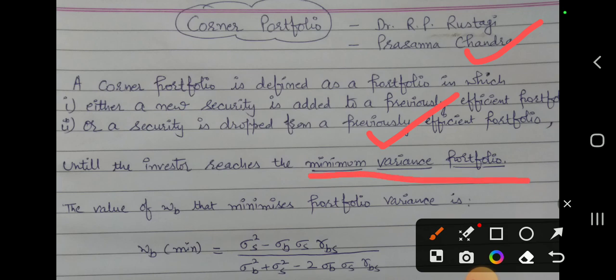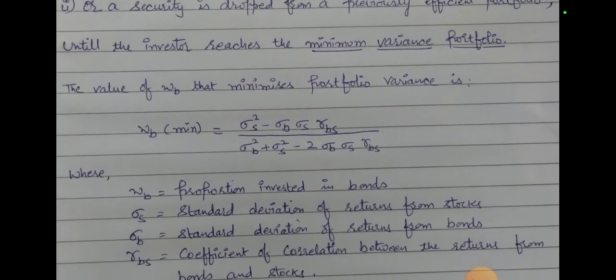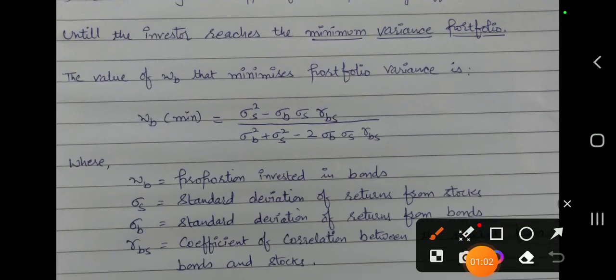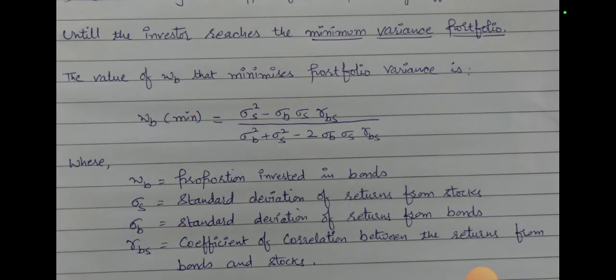The value of the minimum variance portfolio is given by the formula as is visible on your screen. In the said formula, as you can see, the different values are given, where WB stands for proportion invested in bonds, whereas standard deviation S stands for standard deviation of returns from stocks as well as standard deviation of returns from bonds. RBS shows the correlation coefficient between the returns of bonds and stocks. This formula is based upon the concept that most of the investors and portfolio managers invest in two broad categories of financial assets, that is bonds and stocks.